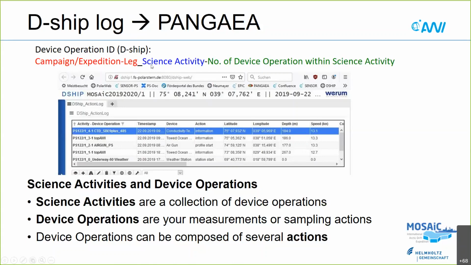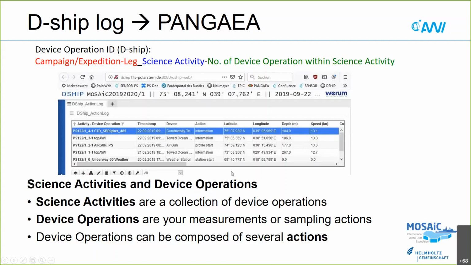The next comes the science activity. So these are typically weekly activities, unless they are continuous. And in the end, it's a number of device operations. So this is a continuous number from the beginning of the science activity.